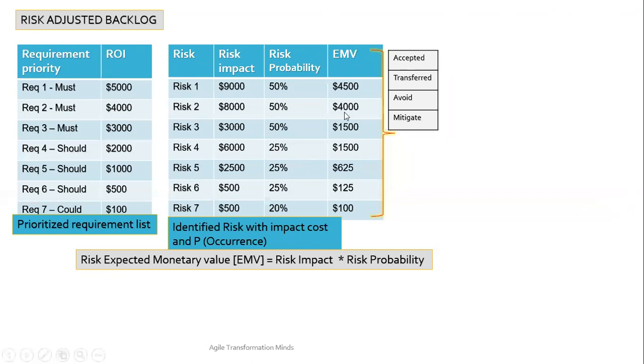So here, instead of paying $4,000, you can transfer the risk to the third party for $400. And the third one is avoid. Avoid risk is something where you analyze the risk, find out what is causing it, and eliminate the cause. So that is avoid. And mitigate is where you find a risk response strategy, which means that if risk 4 happens, what is the response I need to take? So you will categorize these 7 risks into accept, transfer, avoid, or mitigate.